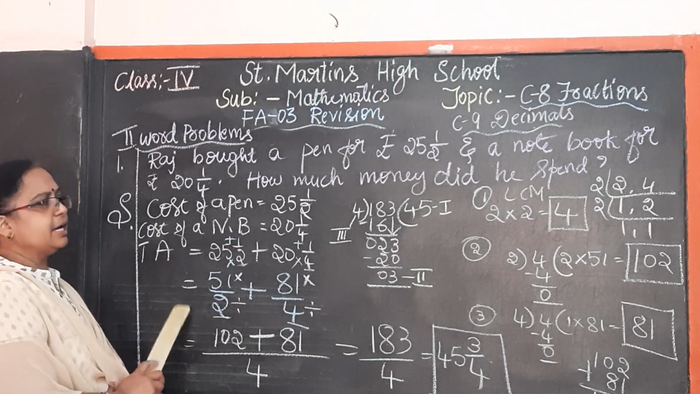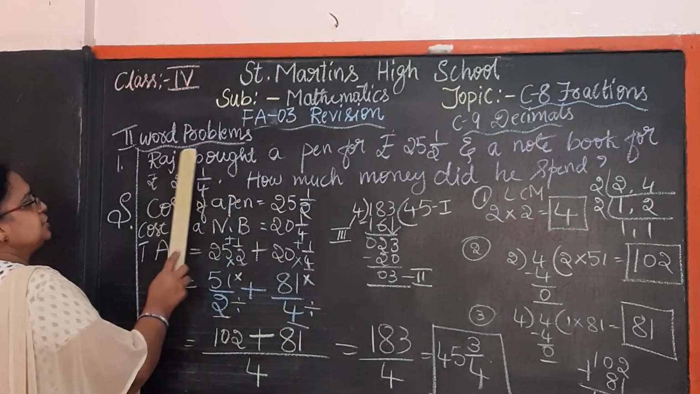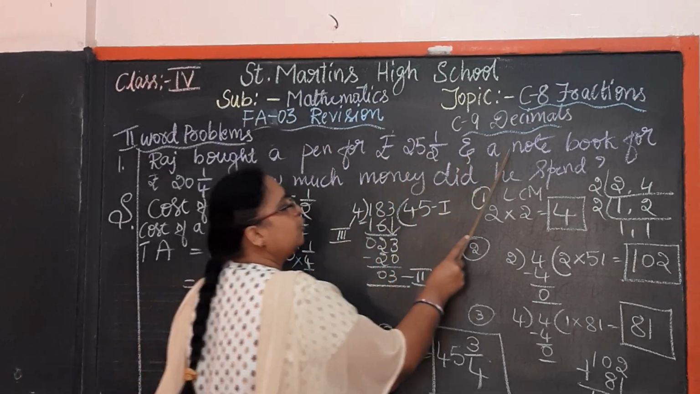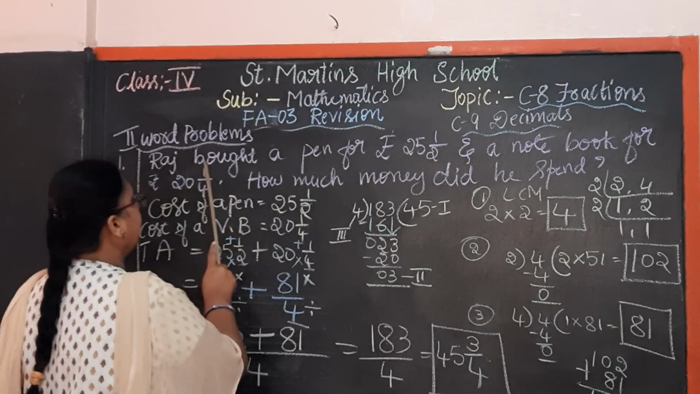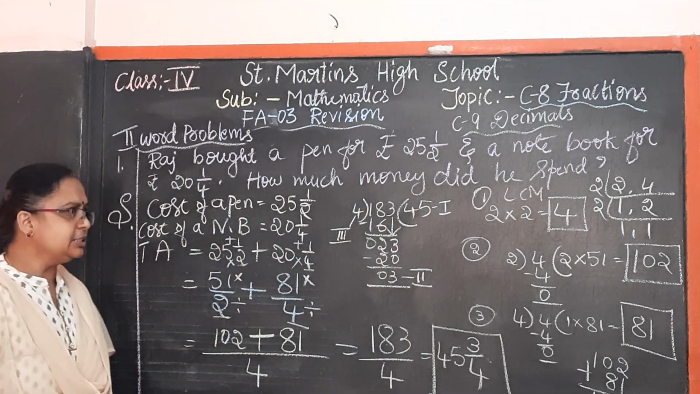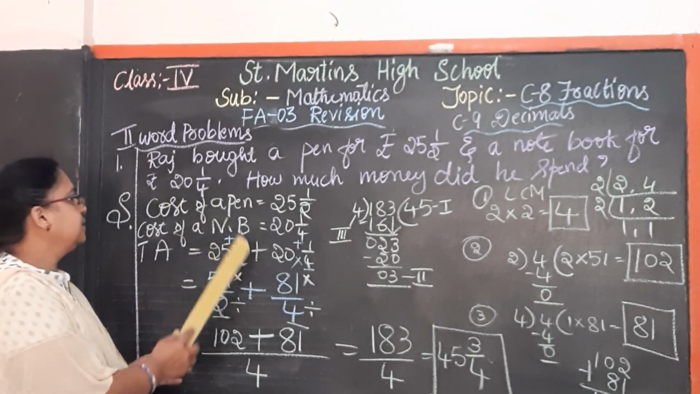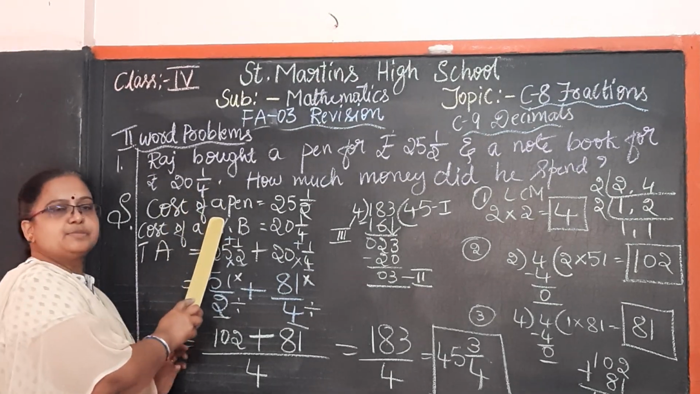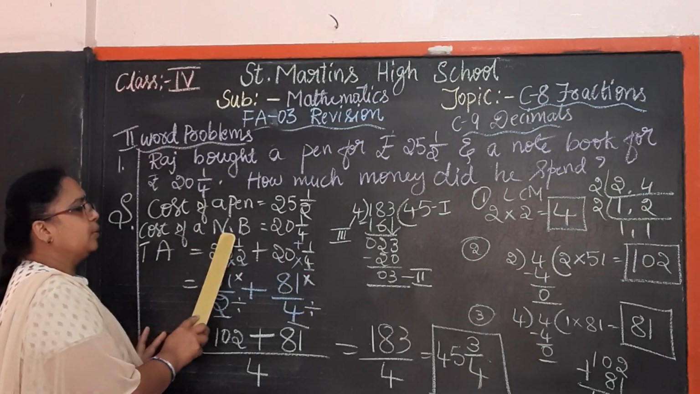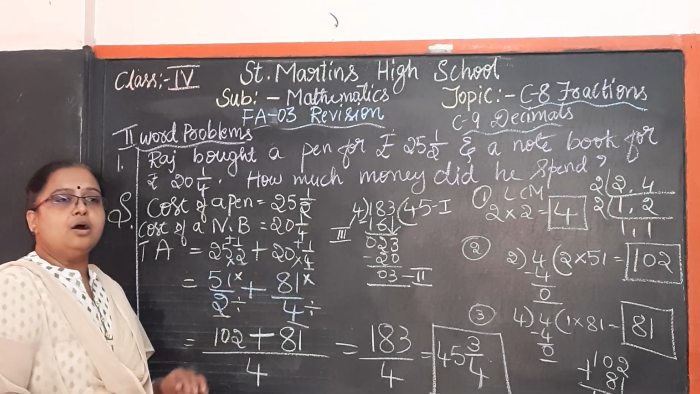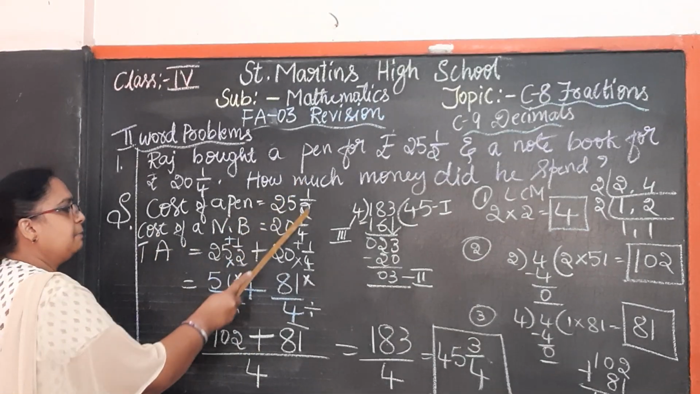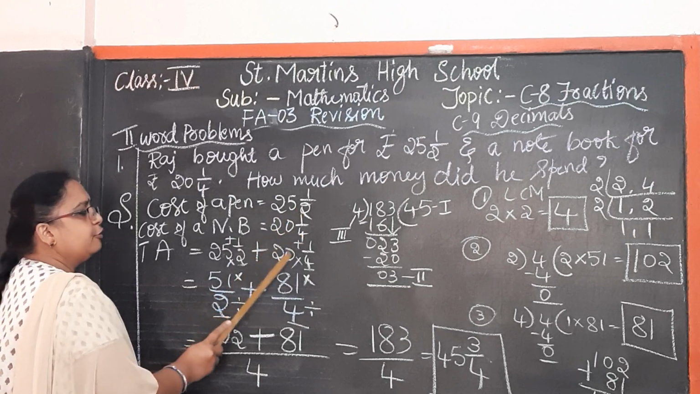Anyway, children, I will repeat once again. Listen carefully. Raj bought a pen for rupees 25 1 by 2 and a notebook for rupees 20 1 by 4. How much money did he spend? Children, first we write a statement: cost of a pen. How much did he spend for a pen? That is 25 1 by 2. Next, cost of a notebook. That is 20 1 by 4. How much has he spent in total? That is 25 1 by 2 plus 20 1 by 4.